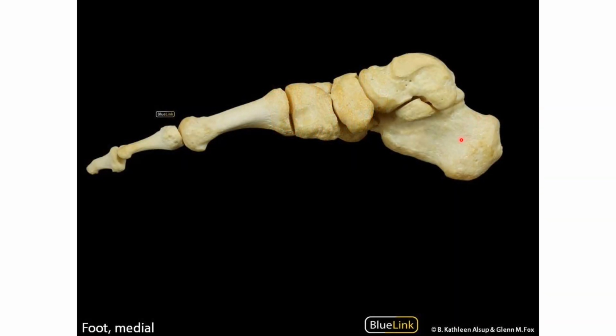This is a medial view of the foot, so you can see the plantar arch right here. This is the calcaneus. Sitting up top is the talus bone. This is the navicular, medial cuneiform, and this is the metatarsal of the first digit, the hallux, proximal phalange, and distal phalange.